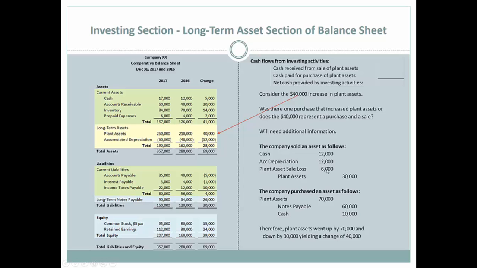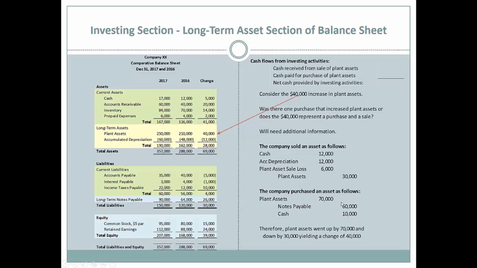You would know that component already. The problem will have to give you either the cost of the plant asset or the accumulated depreciation, as well as the cash you would have received. Next, we can figure out that if we took 30,000 away from plant assets, and our net change was 40,000, then we must have purchased an additional $70,000 worth of assets for the net effect to be 40,000.